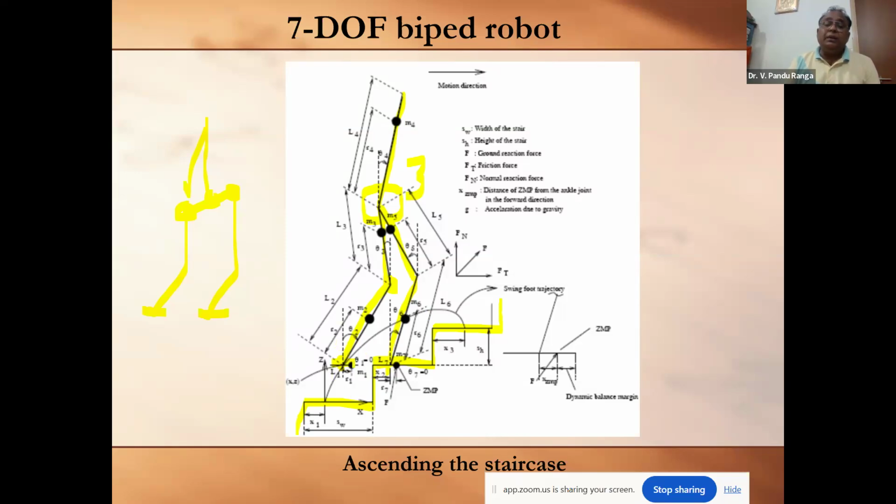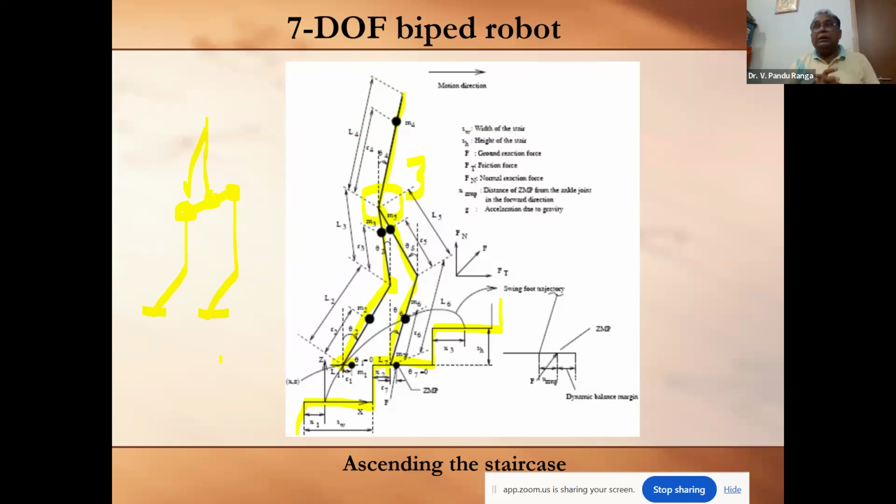That is, M1, M2, M3, M4, M5, M6, M7 are placed at R1, R2, R3, R4, R5, R6, R7 on the links L1, L2, L3, L4, L5, L6, and L7. So this is the architecture of the 7 degrees of freedom biped robot.